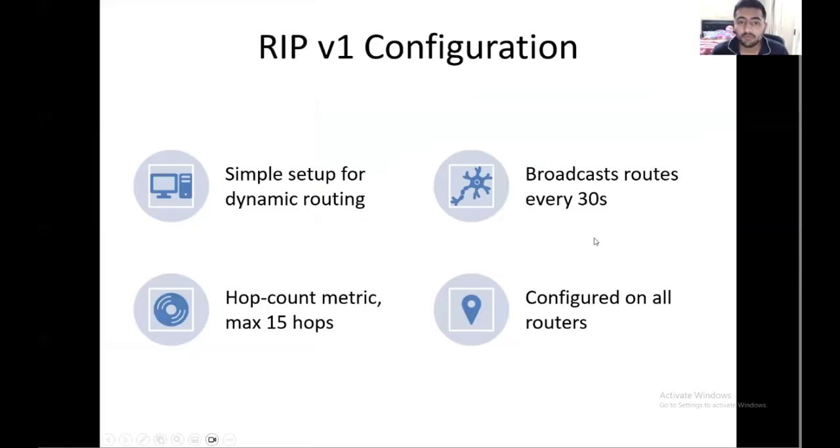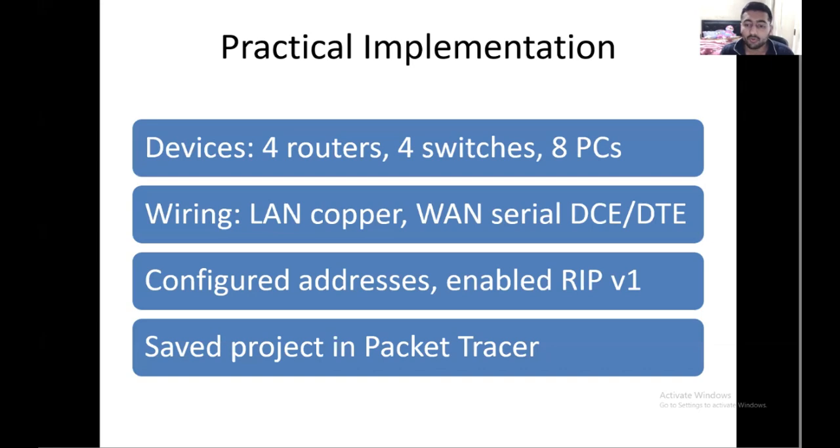So why RIPv1 configuration? Because it is really simple to set up for dynamic routing, and it broadcasts routes every 30 seconds. It gives updates to all the nearby routers and updates their routing tables. The hop count for RIP is a maximum of 15 hops. If a route reaches hop number 16, it is considered infinite and unreachable, and RIP can be configured on all routers. These are some characteristics of RIP configuration. Now let's move on to the practical implementation.